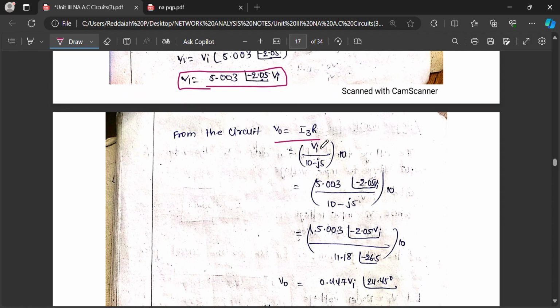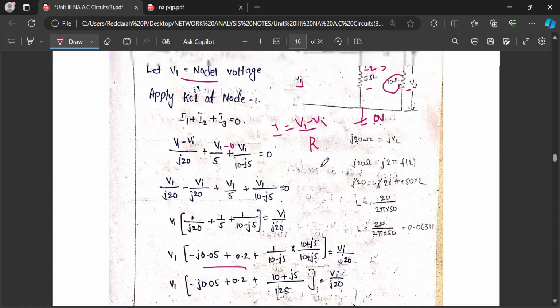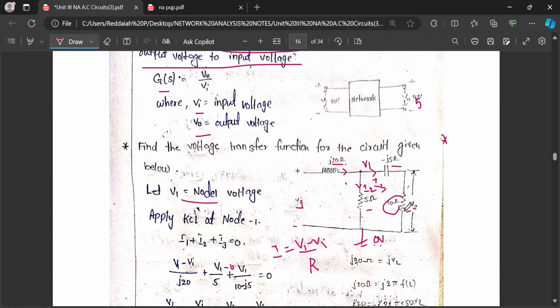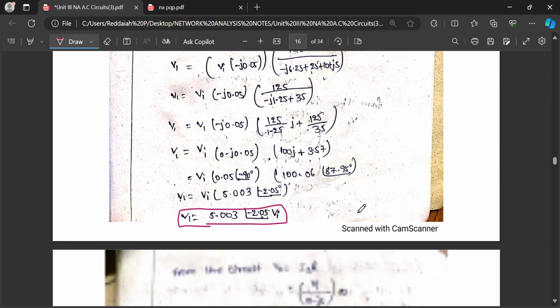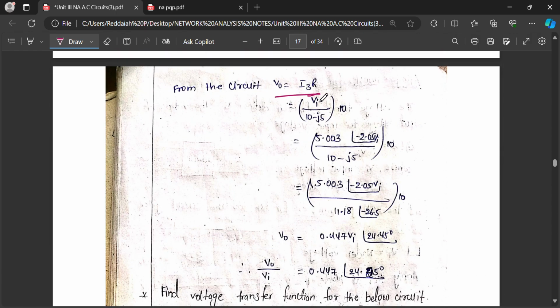From the circuit, V0 equals I3 into R, where I3 is the current flowing in the 10 ohm resistor. V0 is the voltage across the 10 ohm resistor. I3 into R is known as V0. The voltage across the resistor is called V0.